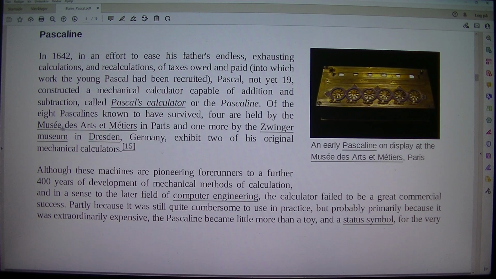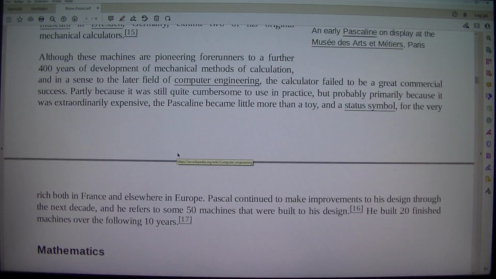Of the 8 Pascalines known to have survived, 4 are held by the Musée des Arts et Métiers in Paris and 1 more by the Zwinger Museum in Dresden, Germany. Exhibit 2 of his original mechanical calculators. 15. Although these machines are pioneering forerunners to a further 400 years of development of mechanical methods of calculation and in a sense to the later field of computer engineering, the calculator failed to be a great commercial success.